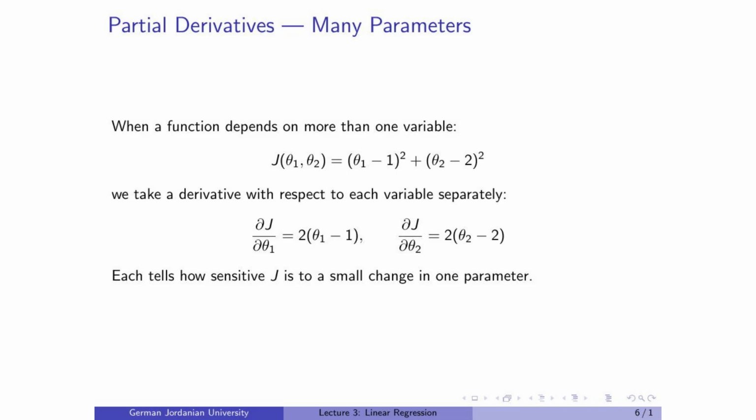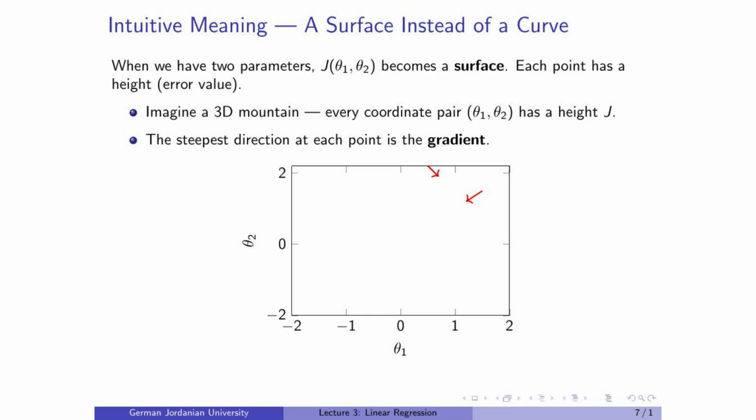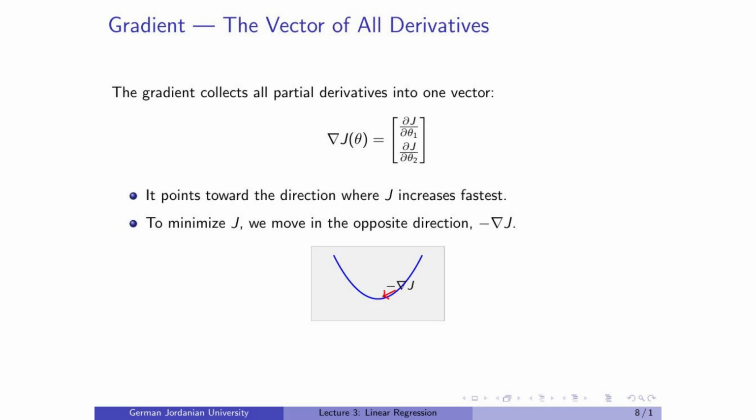Now, when J depends on several thetas, we take a separate derivative for each one that is called partial derivative. Each shows how sensitive the error is to changes in that specific parameter. With two parameters in our example, J becomes a surface. Each point has a height showing the error. The gradient is the steepest uphill direction on that surface. So the gradient will collect all these partial derivatives. It will then point toward where the error increases fastest.